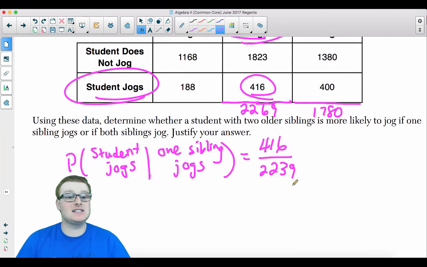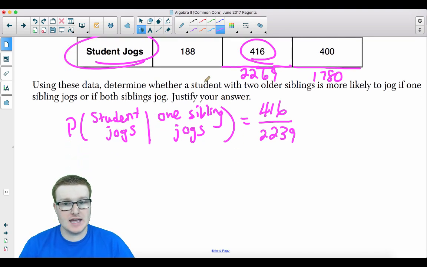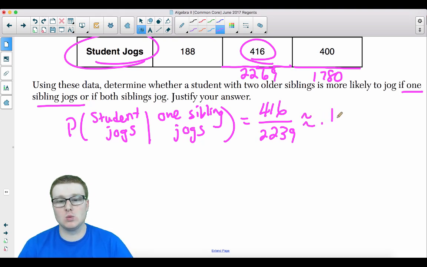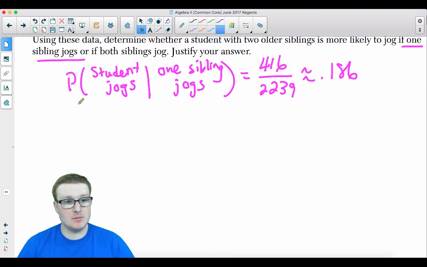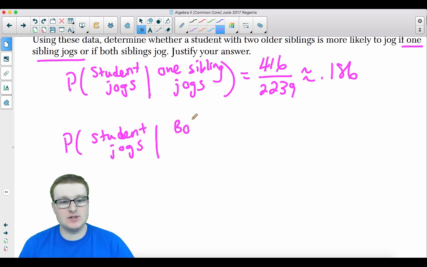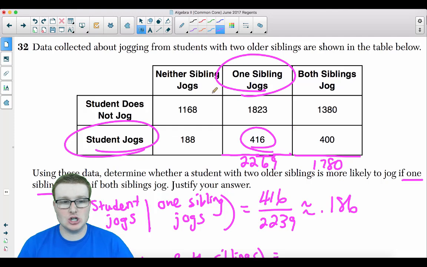That is the probability, because it's asking what is the probability of this and the probability that both siblings jog with the student, and which one's greater. So this probability right here is with one sibling jogging. This is approximately equal to 0.186, okay? Now the probability that the student jogs given that both siblings jog is, let's see, both siblings jog.